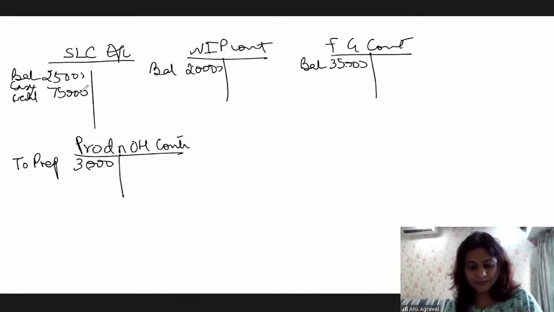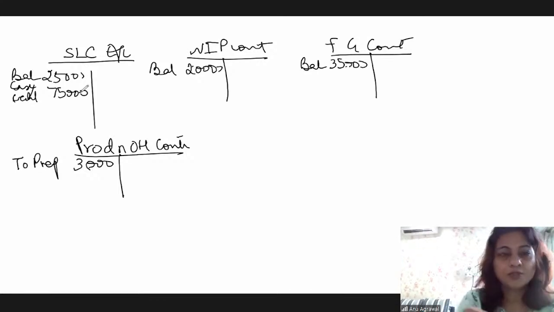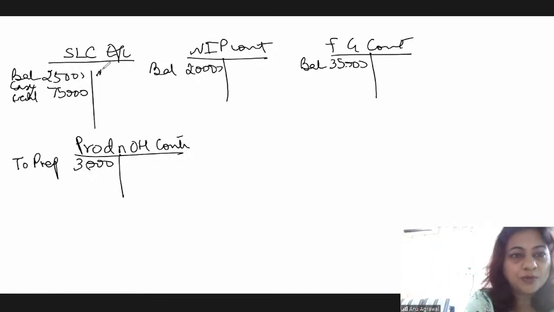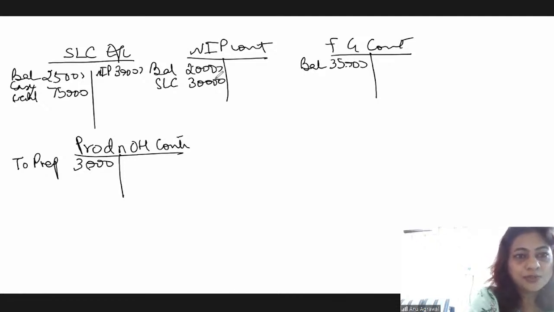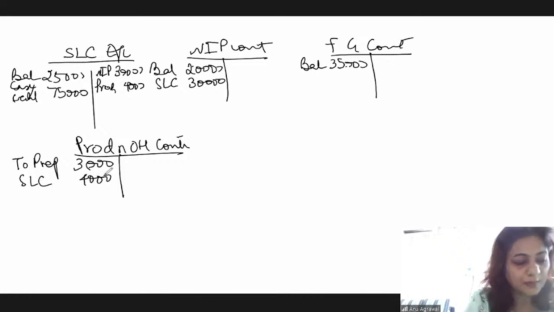75,000. Then they have given material issued to production. So material which has been issued to production will go into WIP account, which is how much? 30,000. So from SLC, we have got 30,000 coming. Then they have said material issued to factory maintenance is 4,000. So to production overhead account, 4,000. So we have it from the SLC, 4,000. Yes.